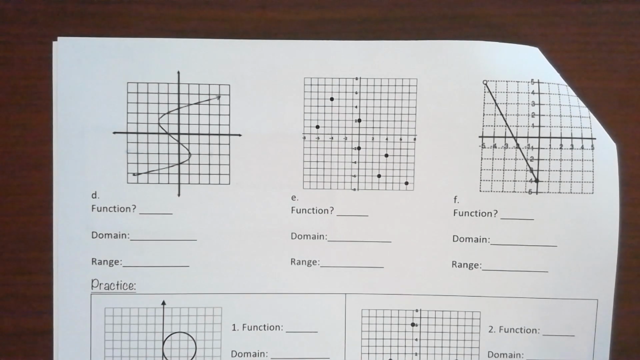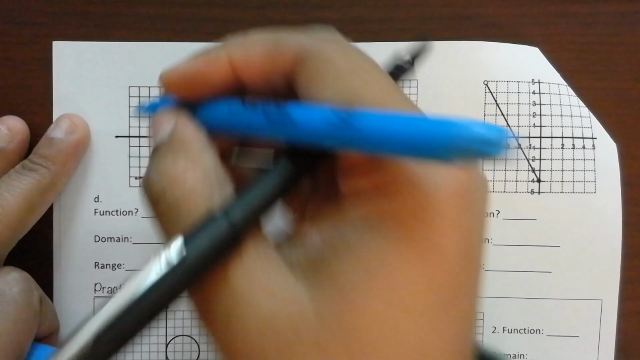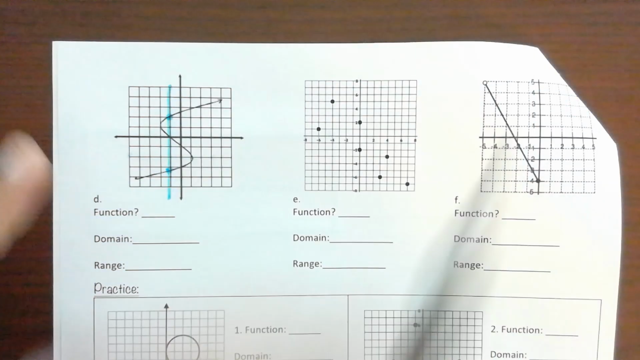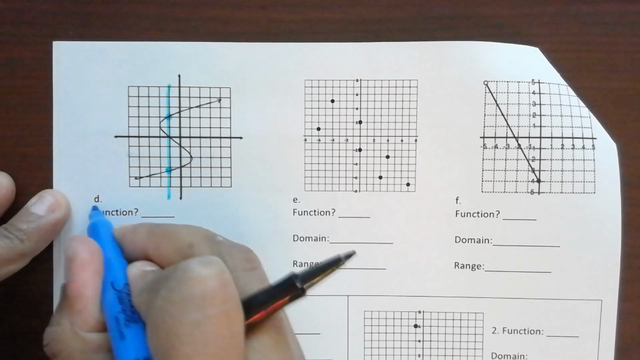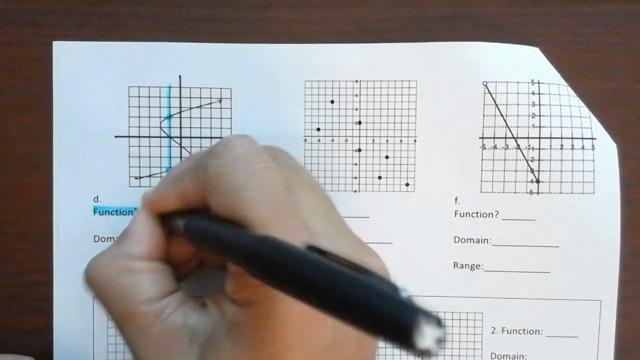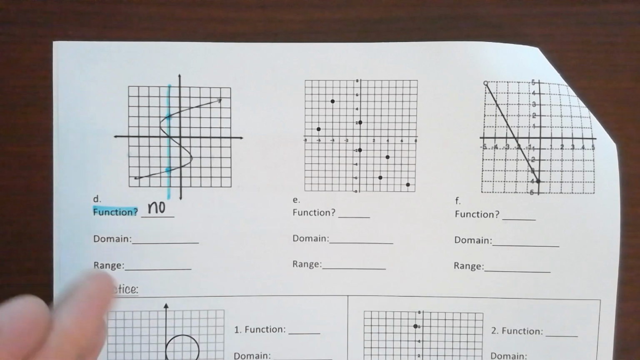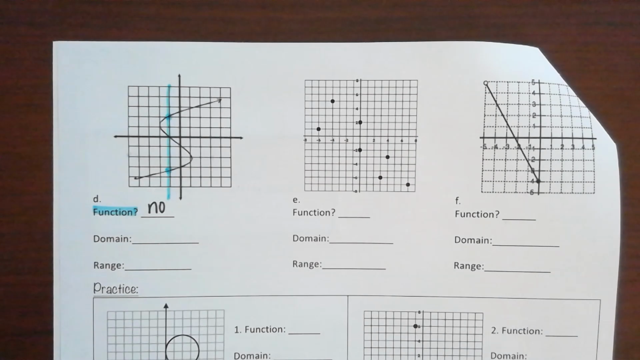Looking at D. Is it a function? Why not? So if I drew a line right there, it hit the line more than once. So that can't be. It's not a function. That's a no. Domain. Notice how it doesn't say left, right, bottom, and top. You have to find those and mark them yourself. So that's what we're doing together, okay? This is us stepping into seeing it differently.